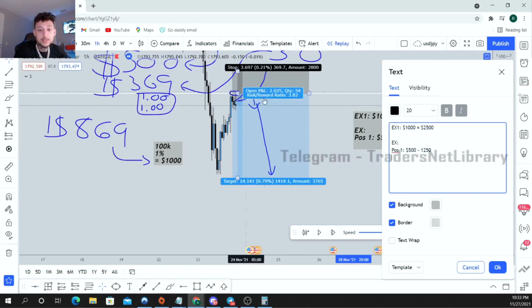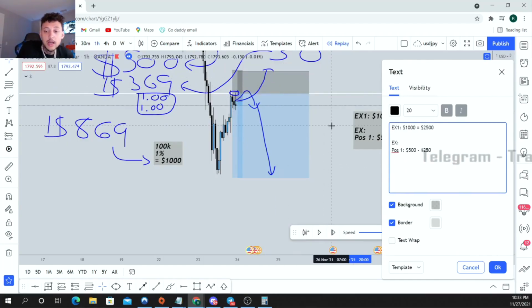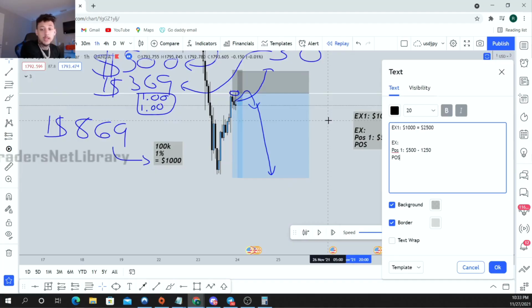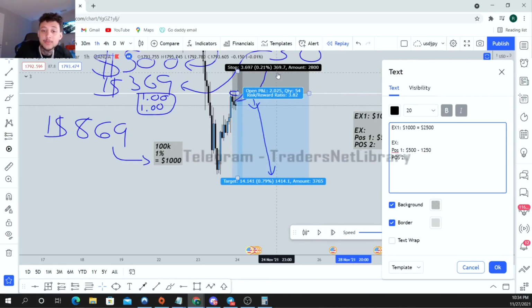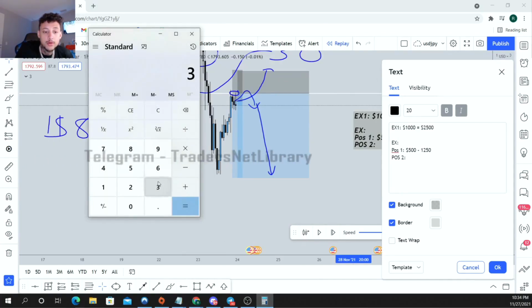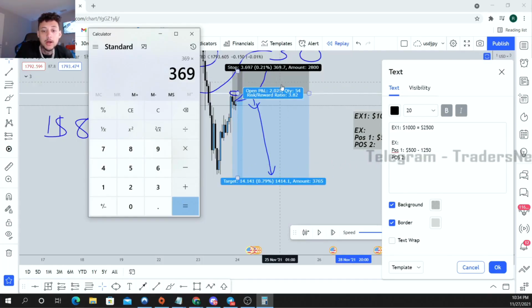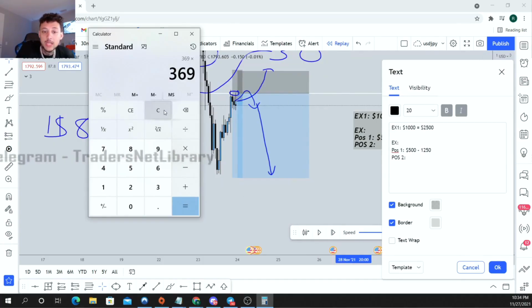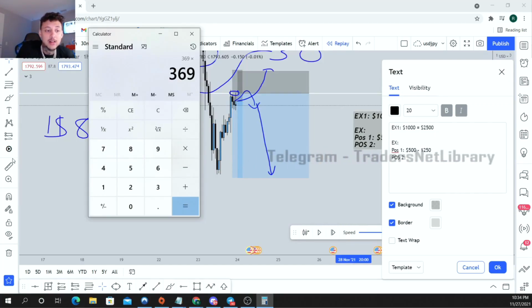Now, on our second position, notice how our stop loss is significantly less. Again, if we're making $10 per pip and losing $10 per pip, a 36 pip stop loss, meaning that this is where we're going to close at a loss, is going to be $369. So now what we're going to do is simply multiply $369 by 3.82, which is our risk to reward ratio.